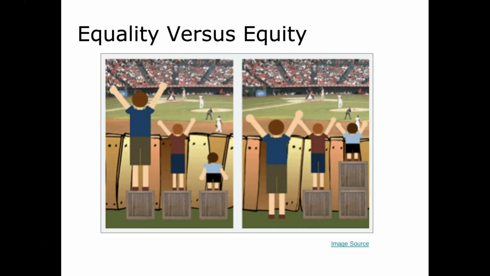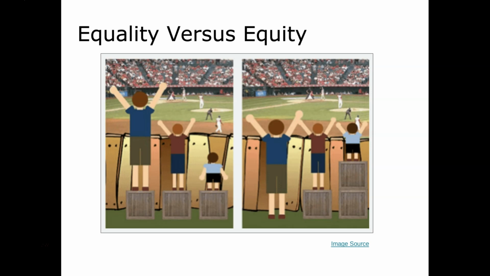In the image of equality versus equity, 3 children are trying to watch a baseball game over a wooden fence. Initially, all 3 children are standing on the same size wooden crates, but the shortest child is not able to see over the fence. While the distribution of crates is equal, it is not equitable. Crates are then redistributed, leaving the tallest child without a crate and the shortest child balanced on 2 crates. This is a good way to describe reasonable accommodations provided by ADA compliance.